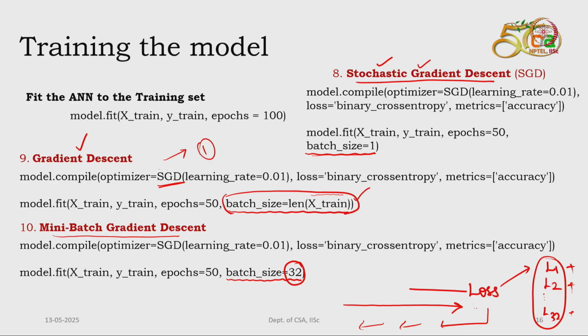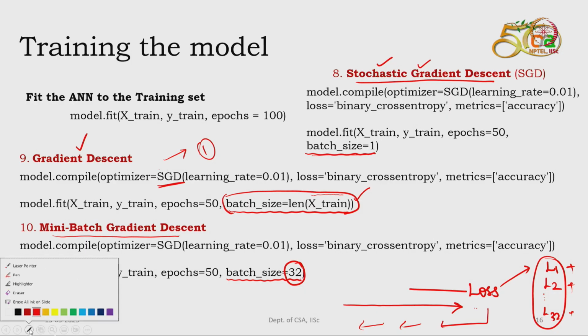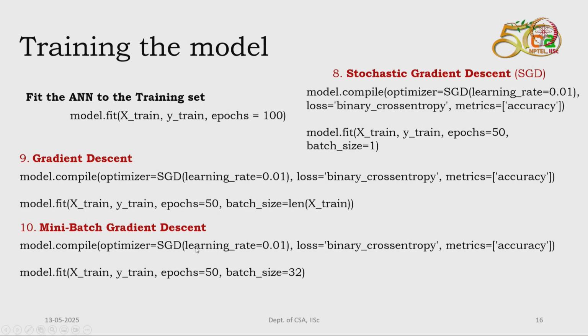So, these are the different optimizers. Once again, optimizers are hyperparameters. You can use different optimizers based on the problem statement that you have taken.